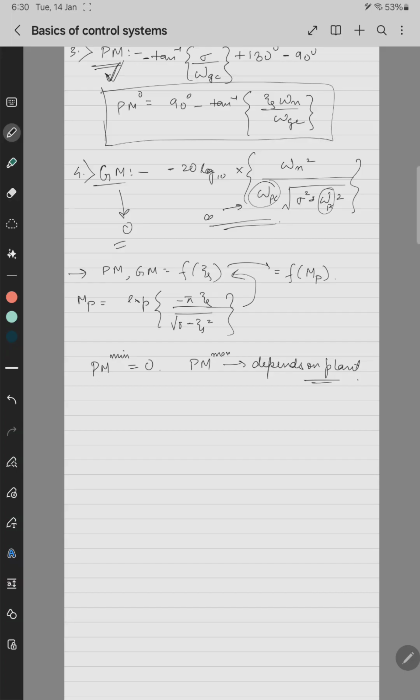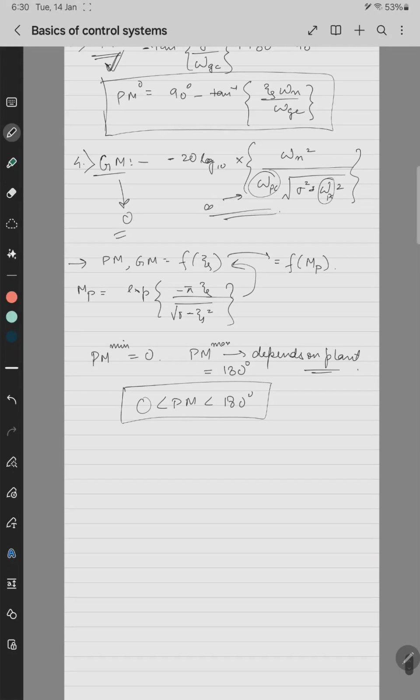So it depends on the plant. PM max, let's say it's a gain, will be 180 degrees. So you can write 0 is less than phase margin is less than 180 degrees. The maximum possible phase margin is 180 degrees, which is when the transfer function of the plant is a constant gain, unity gain only.